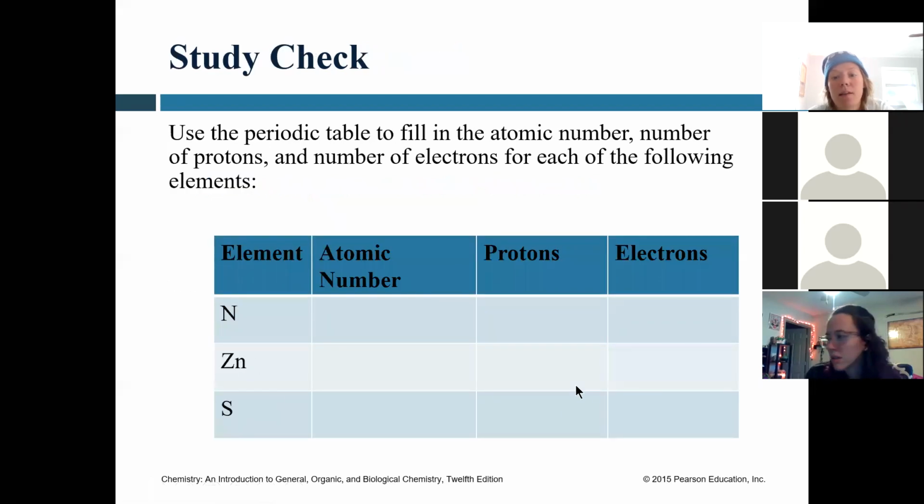All right, so go ahead and fill in this chart here. Figure out the atomic number, the number of protons, and the number of electrons. Hint, it's going to be the same number for all of them.